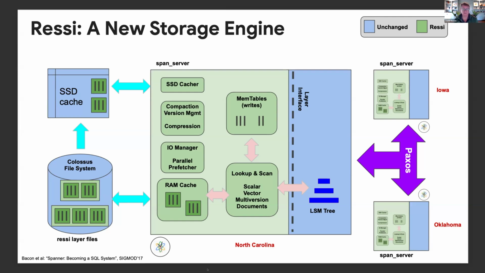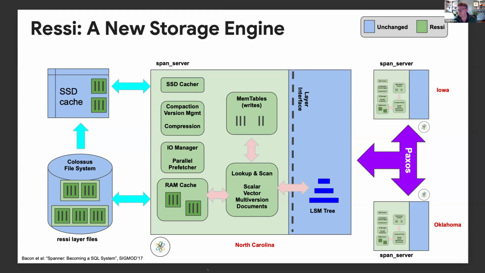Next slide. Did the data format in the Colossus file system also change? And if yes, how did you do that migration? Yes, it did. It was a radical change because the Colossus format was basically just compressed sorted string tables. And Ressi uses a PAX layout with type-dependent encoding and all sorts of things like run length coding and delta coding.